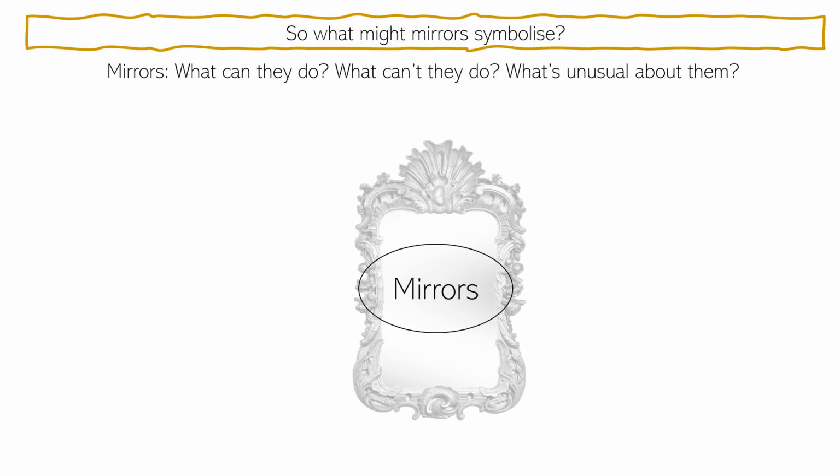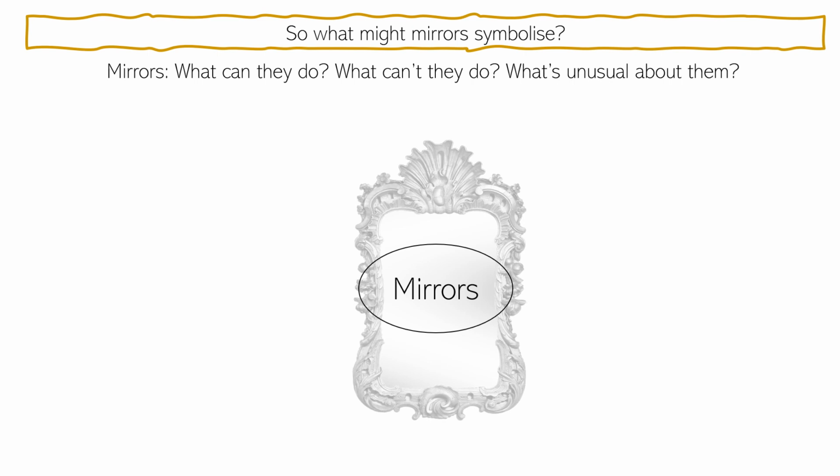I want you to do a little brainstorm in your book. Write the word mirrors, okay? We're going to have about 5 or 6 things around this word, okay? So you can pause the video and have a think about those questions, and you can press play when you're ready to go.